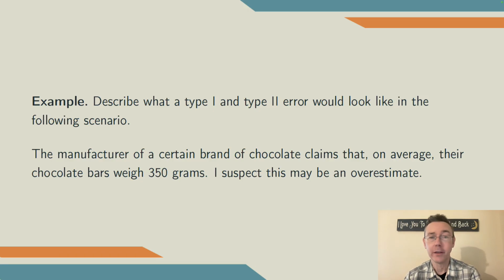All right, let's do an example. You should pause the video, try and write down what a type 1 and a type 2 error would look like in this scenario. The manufacturer of a certain brand of chocolate bar claims that, on average, their bars weigh 350 grams, but I suspect this may be an overestimate.